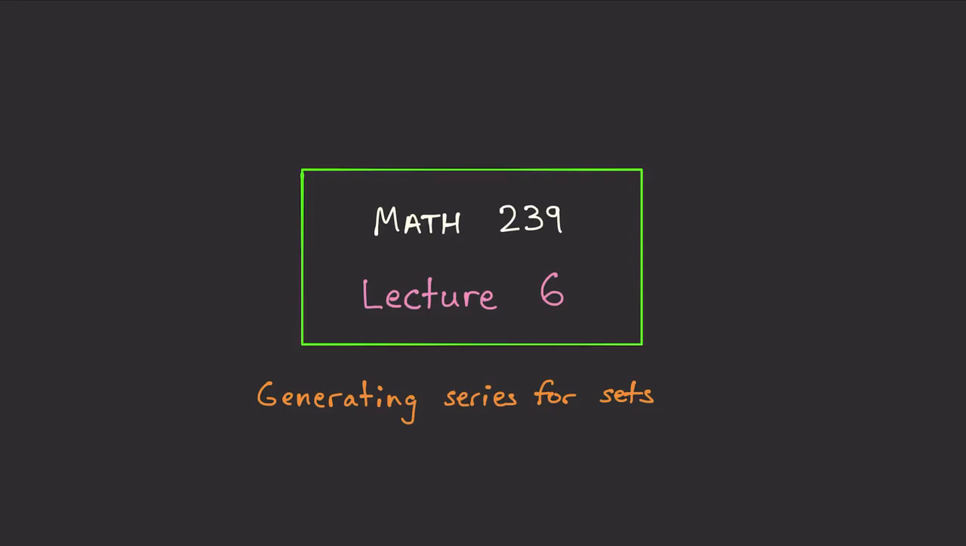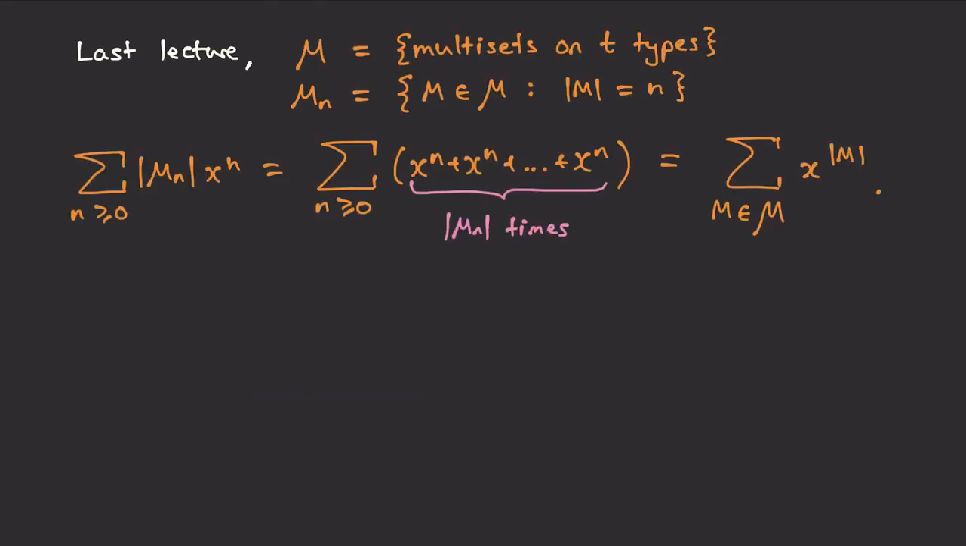Welcome to Lecture 6. Last time we proved the negative binomial theorem, and there was a step in the calculation that was quite tricky. I'm returning to it here because the idea it contains will be very important going forward. To briefly remind you, we had defined the set M to be the set of all multisets on T types, and split that up into sets Mn.